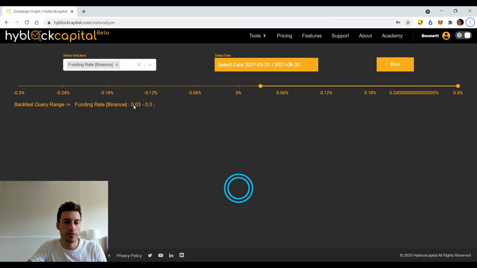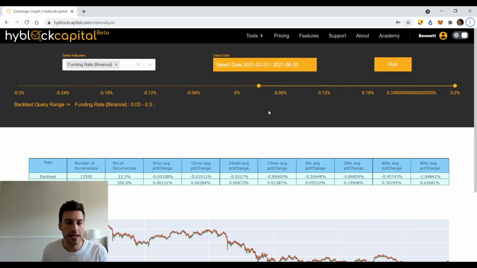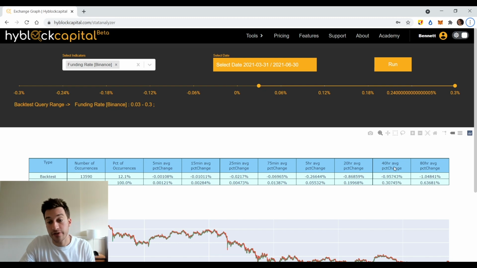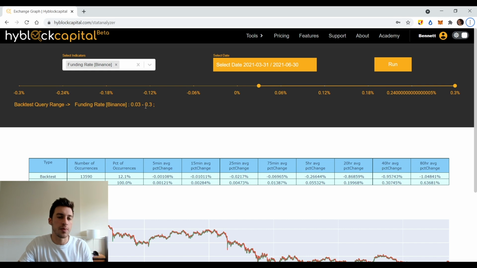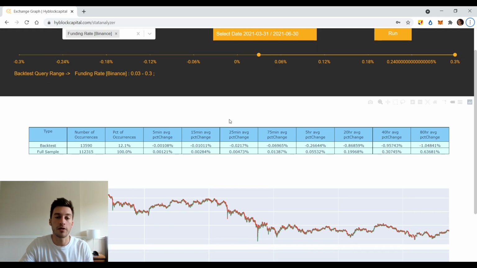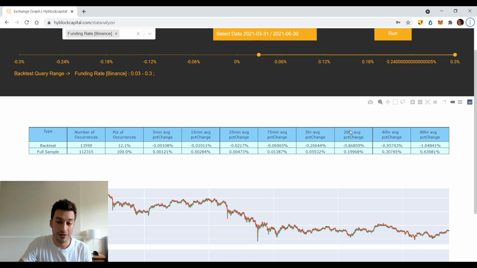So for those who don't know, this is the 8-hour funding rate on Binance futures for Bitcoin, and it has been over 0.03%, 12% of the time. Right here, we can see that. On average, price falls every single time. So when the funding rate is positive, that means that there's a premium, meaning that longs have to pay an extra fee in order to be long, and shorts get paid. Basically, it means the market is trading above spot. Futures are trading above spot. When futures trade above spot, price tends to fall on every single time frame.